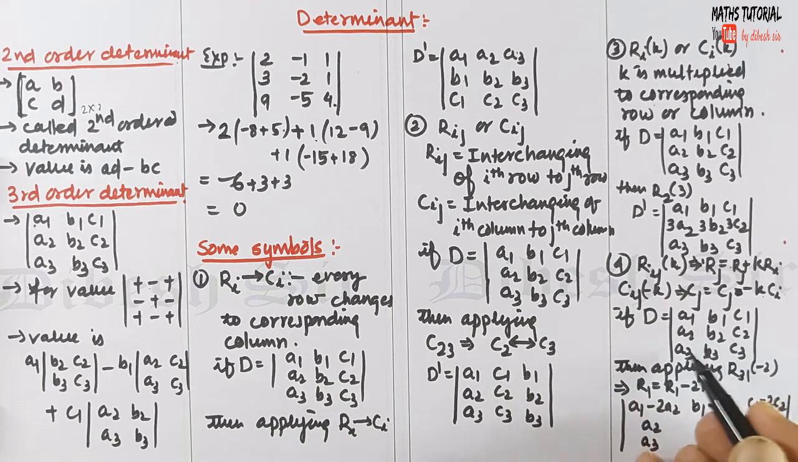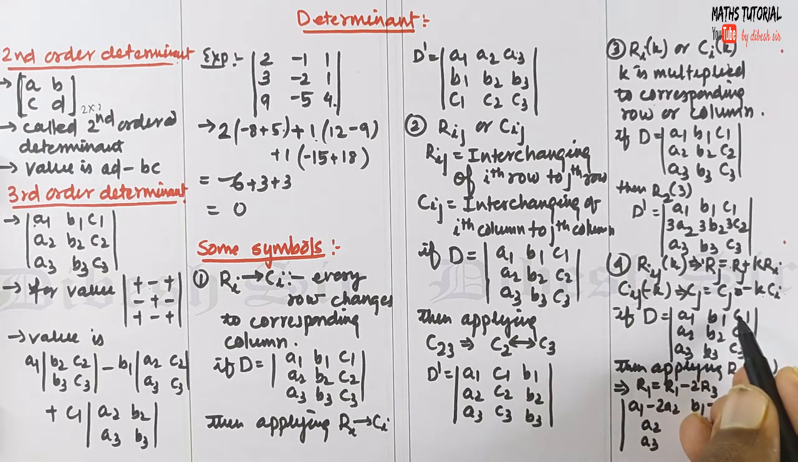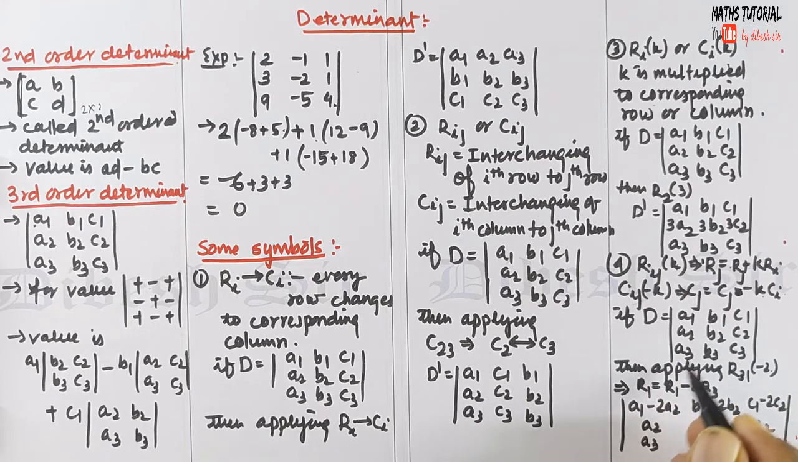So this is our R1 minus 2 times of R3. This is our R1, this is our R3. So R1 minus 2 times of R3, that is A1 minus 2 A3, B1 minus 2 B3, C1 minus 2 C3, and all the other entries remain as they are, A2 B2 C2, A3 B3 C3.